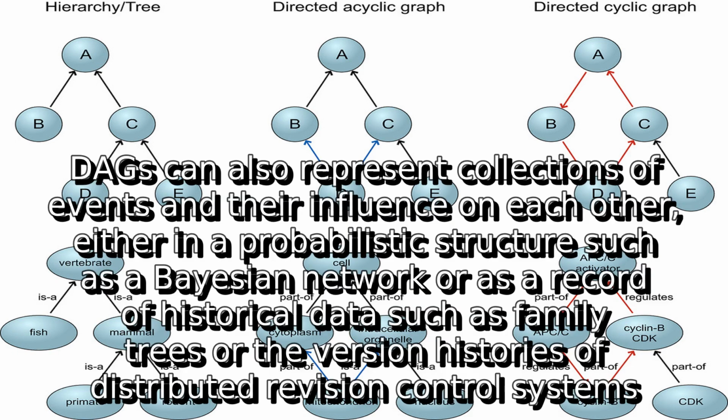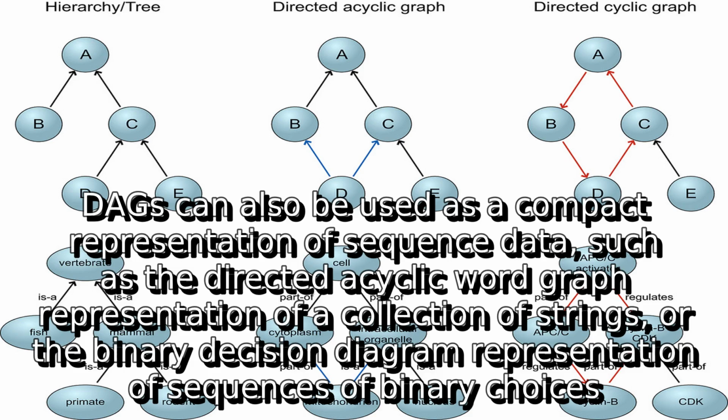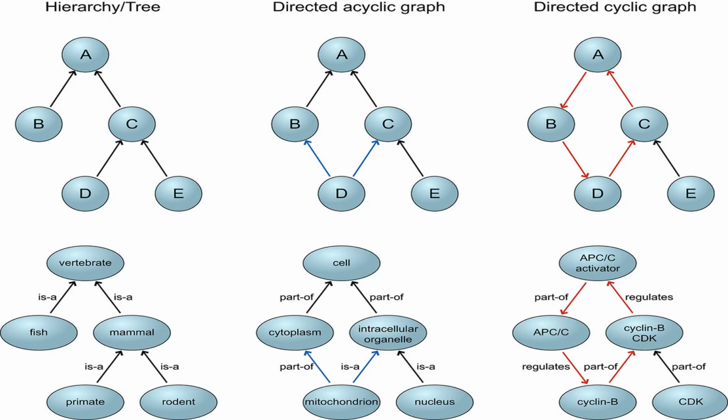DAGs can also represent collections of events and their influence on each other, either in a probabilistic structure such as a Bayesian network or as a record of historical data, such as family trees or the version histories of distributed revision control systems. DAGs can also be used as a compact representation of sequence data, such as the directed acyclic word graph representation of a collection of strings, or the binary decision diagram representation of sequences of binary choices.